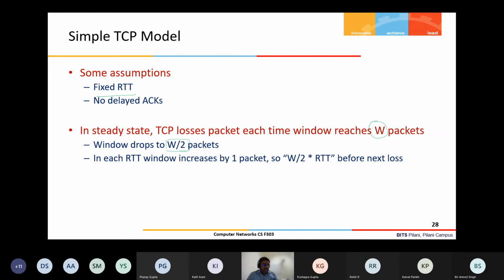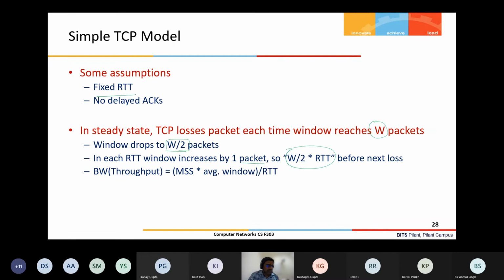Now in each RTT, the window increases by one packet or one segment. Here I'm using the word packet, but in TCP the more precise term is segment. So in each RTT the window increases by one packet, so it will take W by 2 RTTs before the next loss occurs. Assuming that the next loss will also occur near W exactly, let us say there is no other connection, so it will go up to W only.